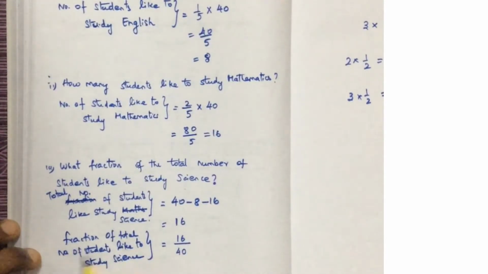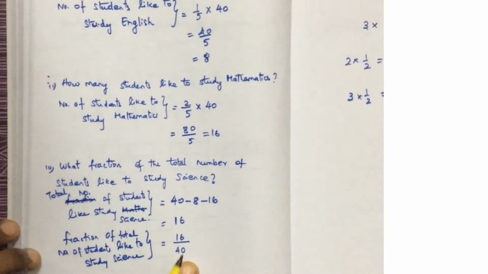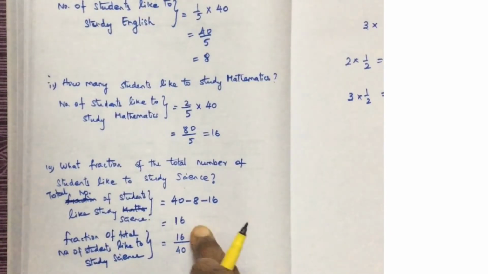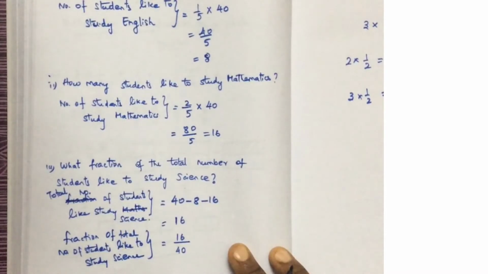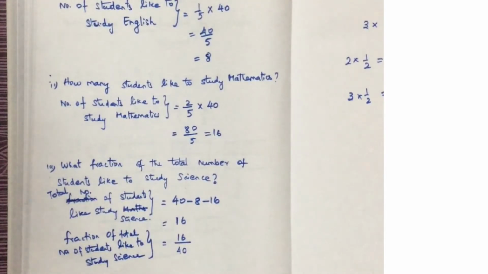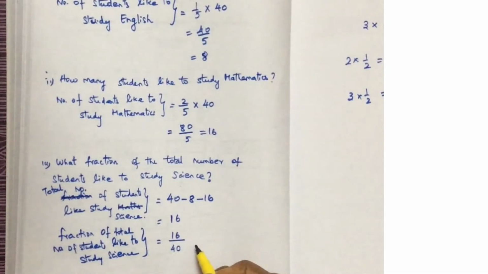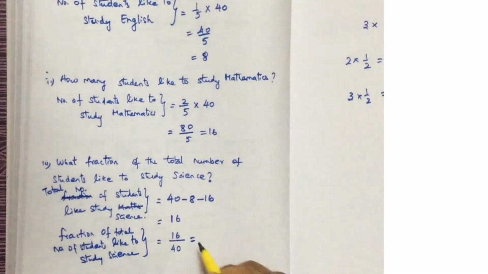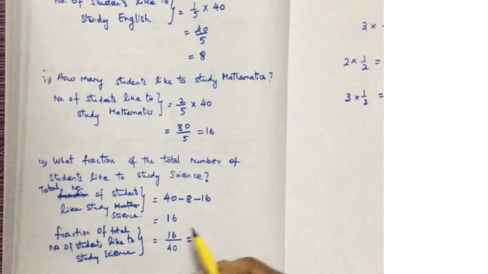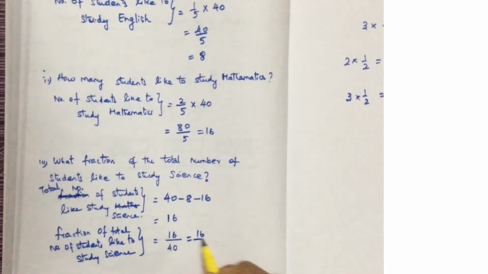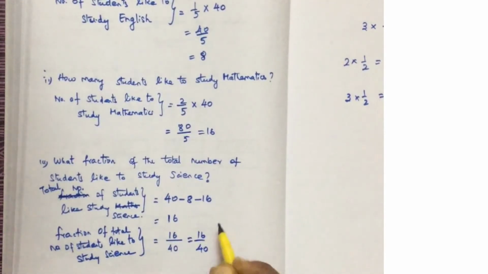So the fraction of total number of students who like to study science is 16 by 40. Here 40 is the total number of students in the class. Out of that, 16 students want to study science. So the fraction is 16 by 40. If you want to simplify it to the lowest form also we can do. How will we do it? So here 8 2s are 16. So 16 by 40.